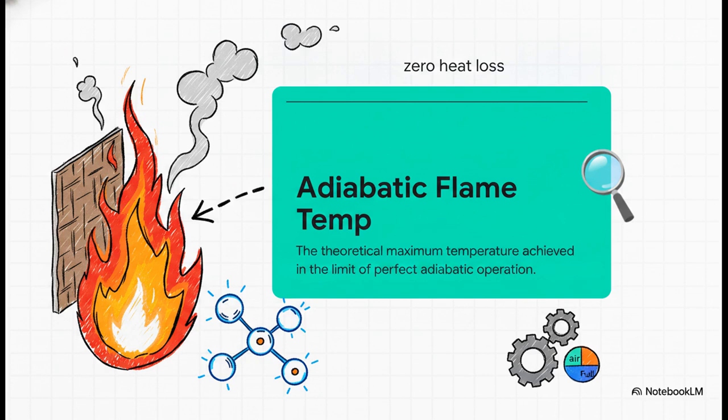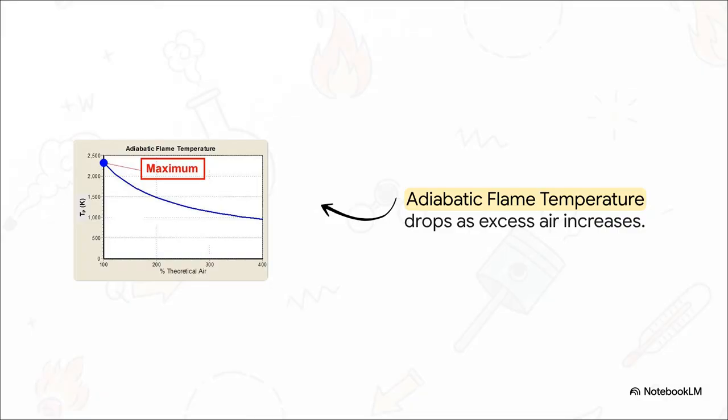And adiabatic, if you recall, means absolutely zero heat is lost to the surroundings. Literally all the energy released by breaking those chemical bonds goes directly into heating up the exhaust gases. This massive maximum peak strictly occurs during complete combustion, using the exact theoretical amount of air. No more, no less. And this brilliantly illustrates the hidden cost of straying from that perfect theoretical air mixture.